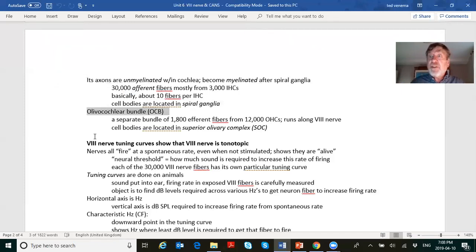And what part of the brain stem? A pair of nuclei called the superior olivary complexes, SOCs. They are the second highest. In other words, they're just above the cochlear nucleus. So you have a cochlear nucleus.